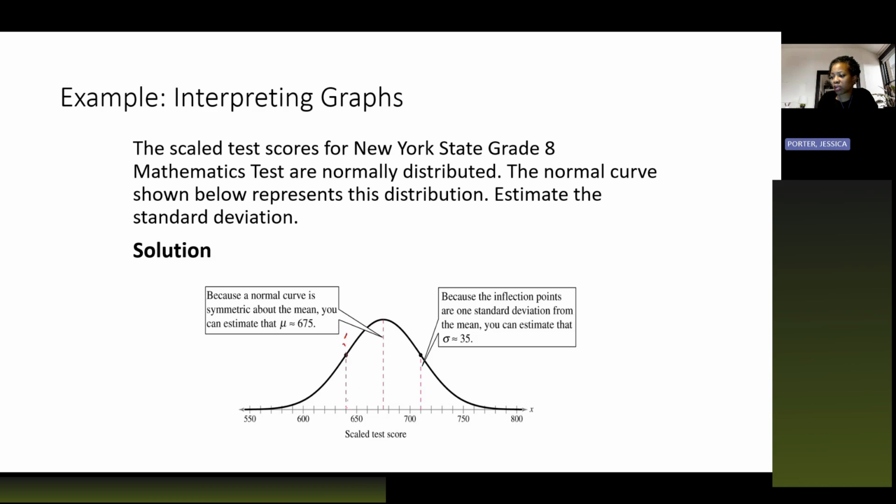So that means we're measuring from the first inflection point to the mean. We're trying to find that distance. And we found that to be about 35 in each direction away from the mean of 675. So the inflection points tell us where the first standard deviation is, or that helps us find the standard deviation.